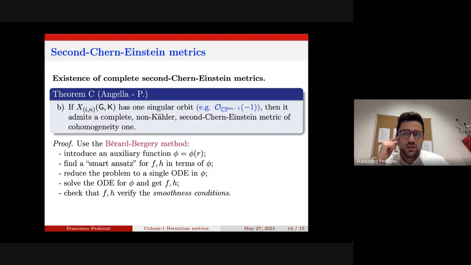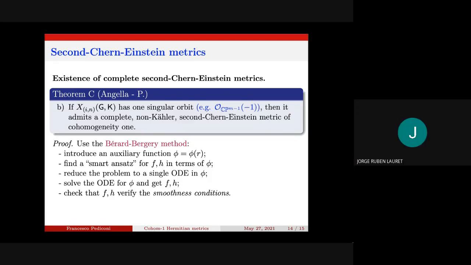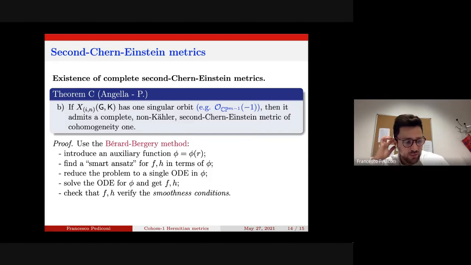Okay. And the point is that actually in some easy case you can compute the conformal change, okay? And it is crystal clear that the metric that you get is not complete. In fact, in principle, we thought that with this method, one can also construct Kähler-Einstein metrics for spaces with one singular orbit, but actually it is not true because of this issue with the completeness.